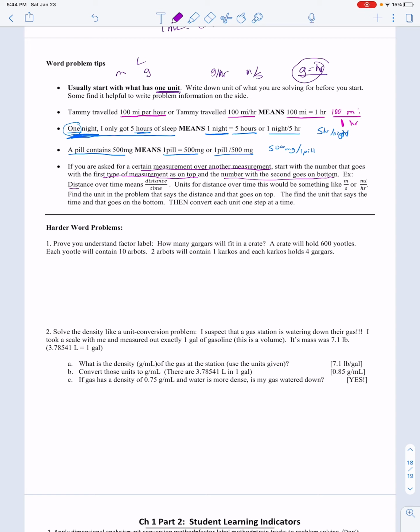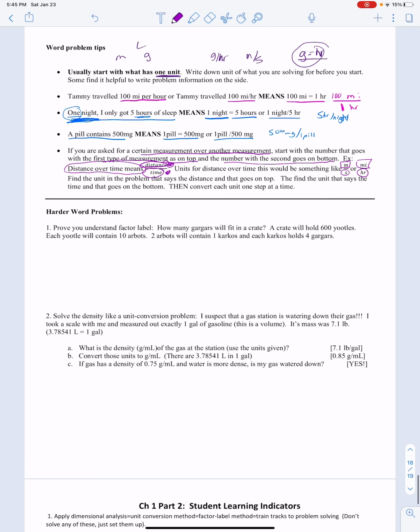So, distance over time. If some problem asks you what is the distance per time or the distance over time, the unit that they are telling you they want, distance over time, you pick the unit that is a distance unit that goes on top and the time unit on bottom. For example, maybe it'd be a meter or a mile. Those are distance units, and then seconds or hours are on bottom. And that's how you know how to put those together.